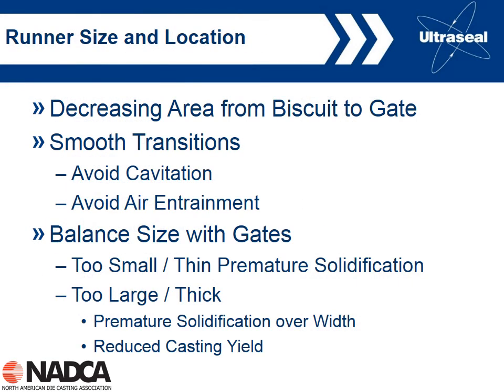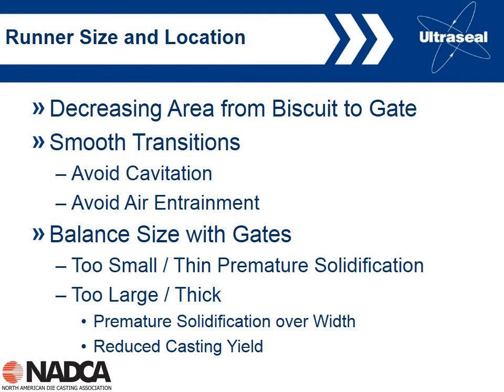And then talking about runner size and location. Runners obviously have got to be large enough to provide the required flow. We want to avoid cavitation, we want to avoid air entrapment, and so we want to have a smooth transition from the runner to the gate. The runner needs to be balanced for the size of the gates.